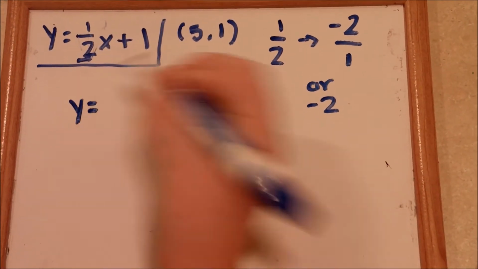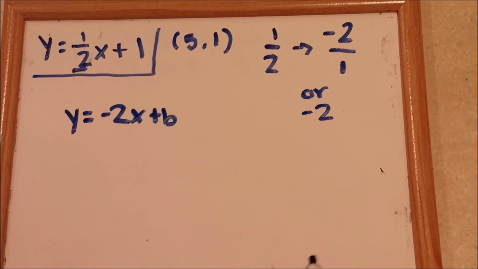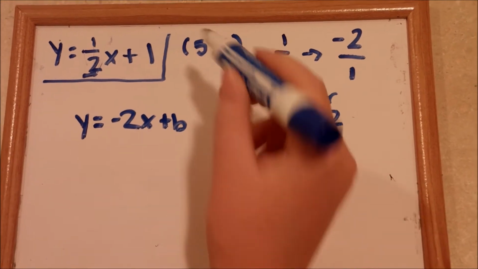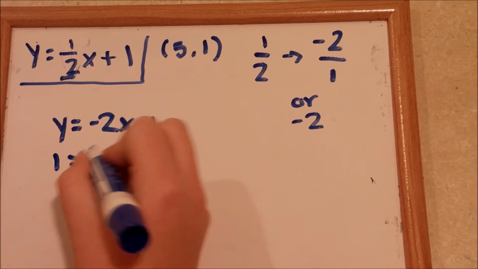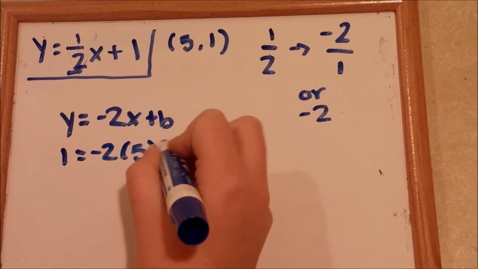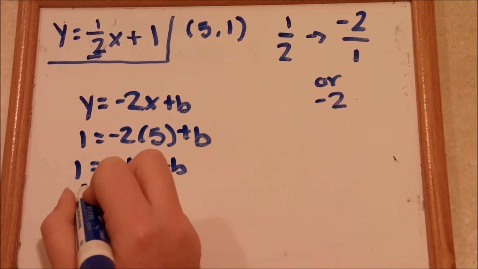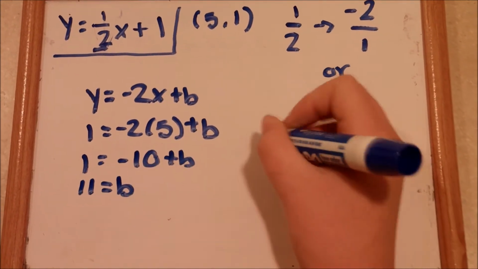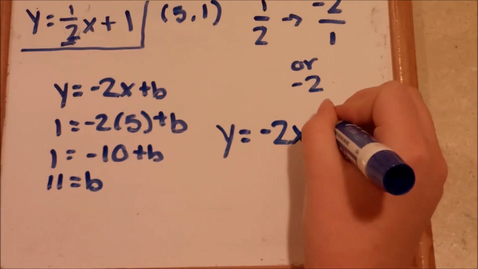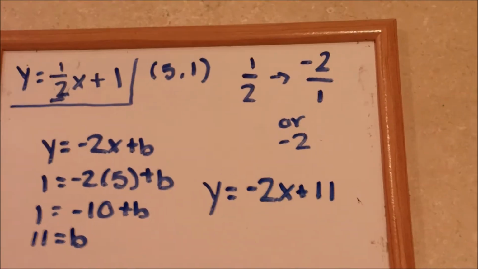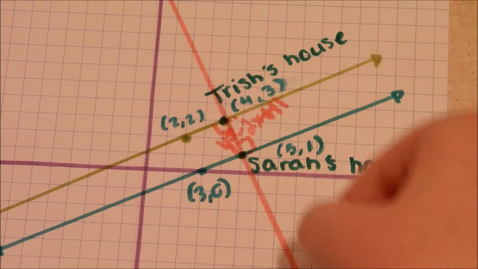Next, we need to find the y-intercept of our perpendicular line. Again, we must plug in x and y coordinates into the equation. Since Trish is trying to get to Sarah's house, we will use the coordinates of Sarah's house. When we plug that in, our new equation is 1 equals negative 2 times 5 plus b. When you solve for b, you get 11. That means the equation of our perpendicular line is y equals negative 2x plus 11. This is a diagram of our perpendicular line.